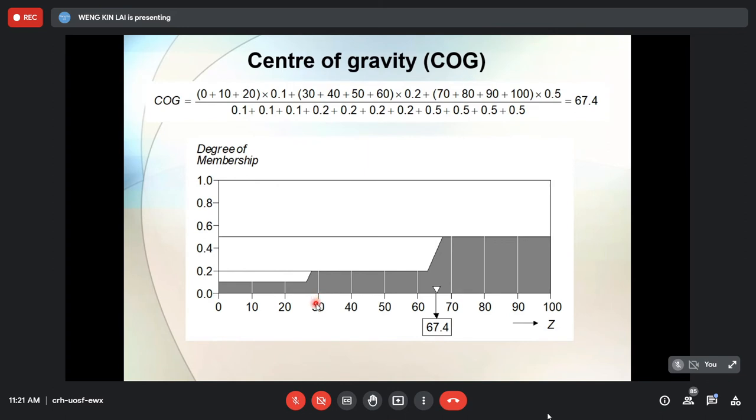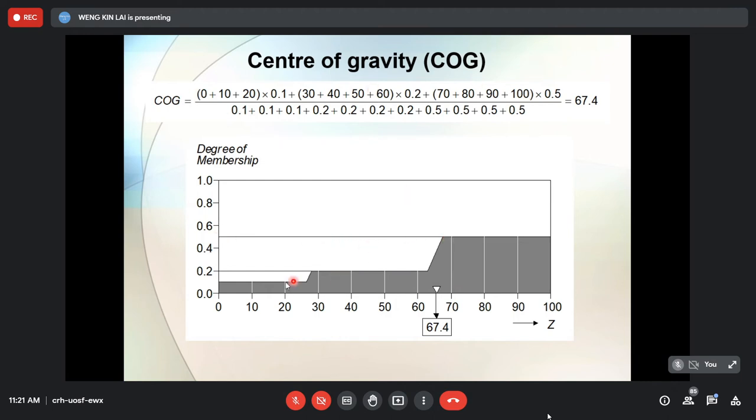The next four samples, 30, 40, 50, and 60, the membership is 0.2. So that's what I do here. You sum up or integrate all the products of your membership multiplied by the actual value over here. And finally, the last one, which is only four samples, 70, 80, 90, 100, times 0.5 here.